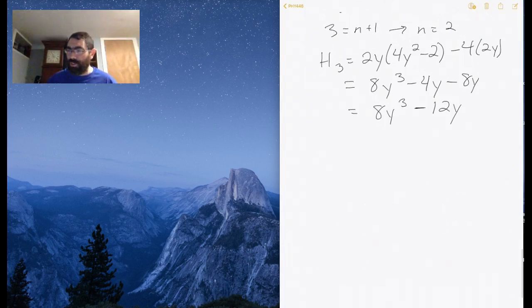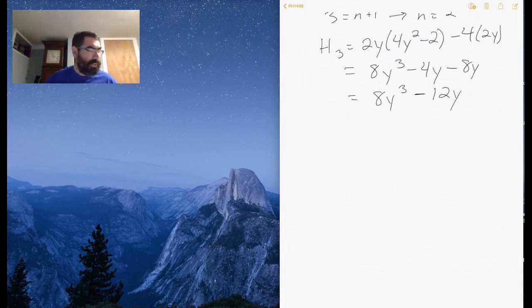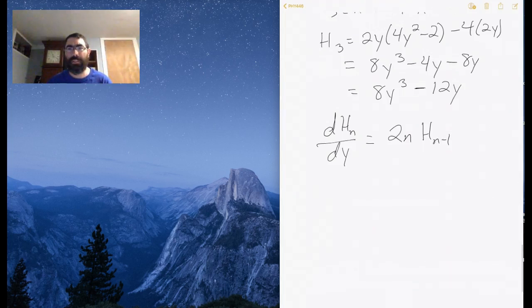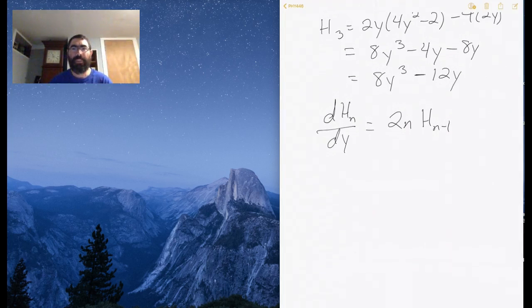Another recursion relationship is with the derivative, and the derivative of the Hermite polynomial is equal to 2n H sub n minus 1. So that's another way that you could, in fact, work out the other terms of the Hermite polynomial from there.